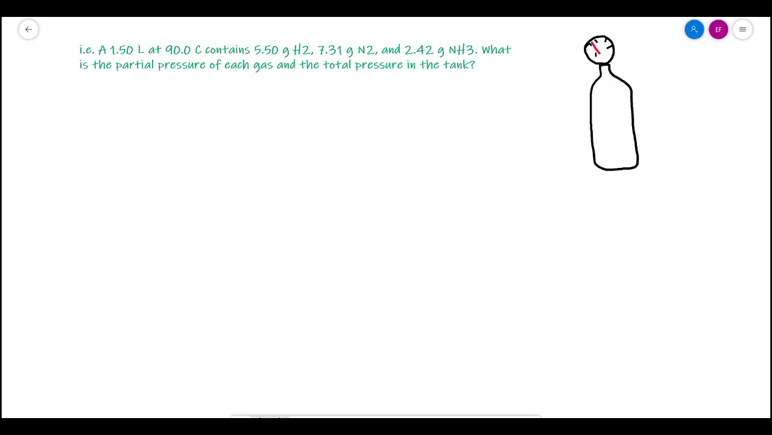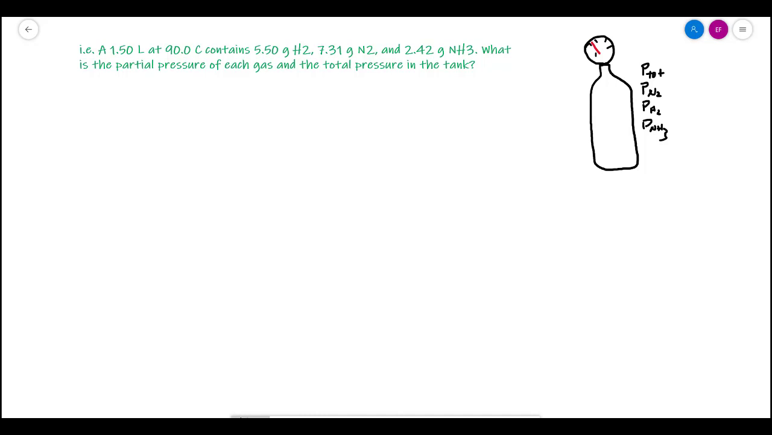All right, so let's do an example using this tactic. The example states that you've got a 1.5 liter bottle at 90 C, and it contains a certain mass of hydrogen, nitrogen, and ammonia. And you want to figure out what the partial pressure of each of those gases is, plus what the total pressure would be that is read by the tank. So let's just draw this up. We've got our tank. We're looking for P total, the pressure of nitrogen, the pressure of hydrogen, and the pressure of ammonia.